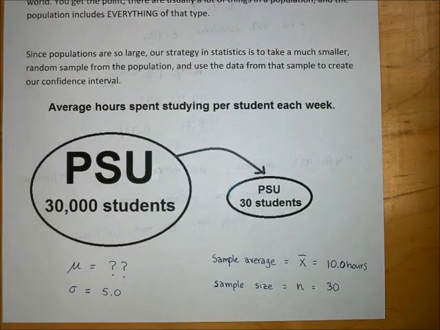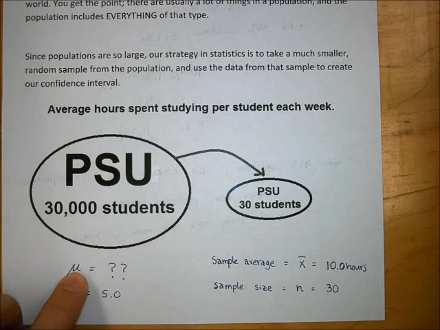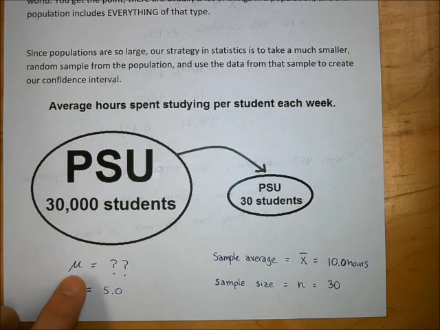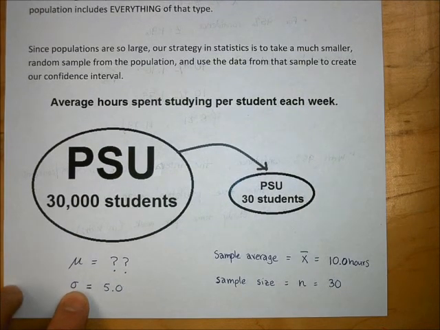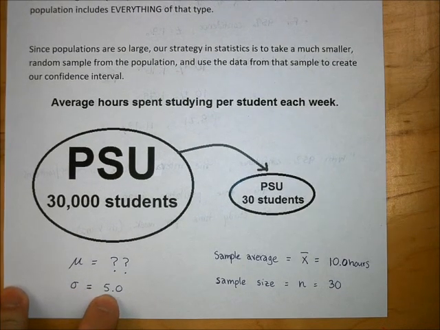In this case, what we're really trying to estimate is the population mean, mu. We don't know it because we can't access all 30,000 students and ask them how many hours per week they study. So mu in this case is unknown. For the sake of this example, let's assume that we know that the standard deviation from student to student is about 5 hours.